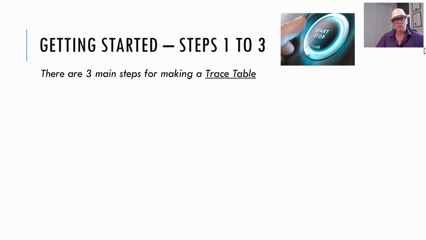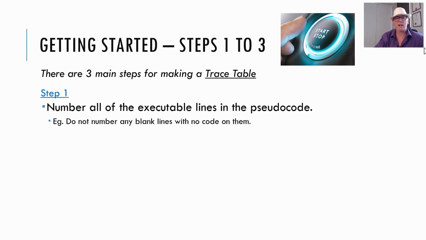Often the real process would be to have pseudocode, then do a trace table to check the pseudocode's all right, then do the actual coding in Python or Visual Basic. So making a trace table, that's the one we're going to look at first.